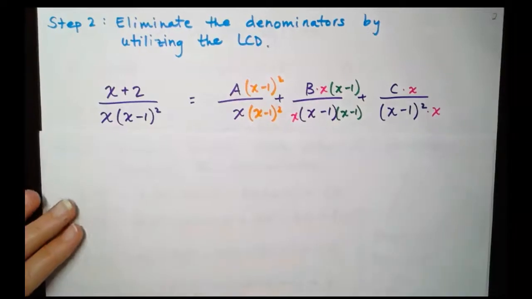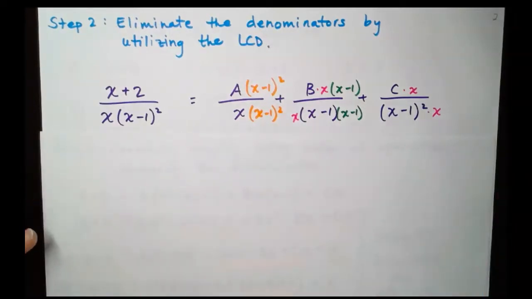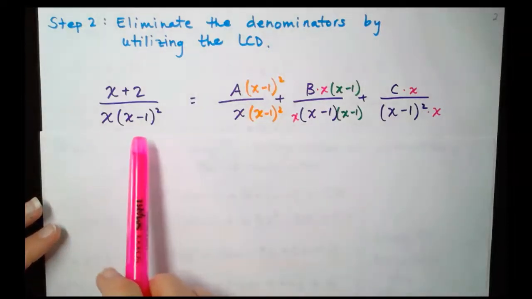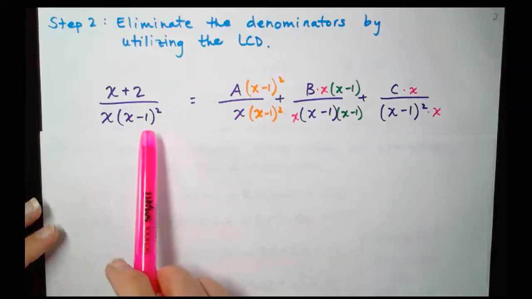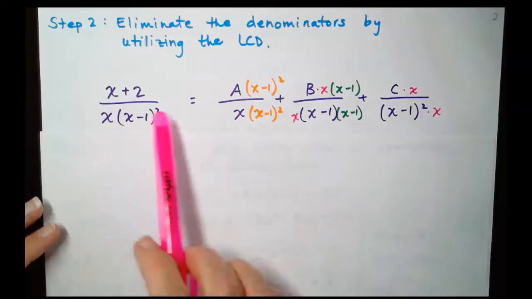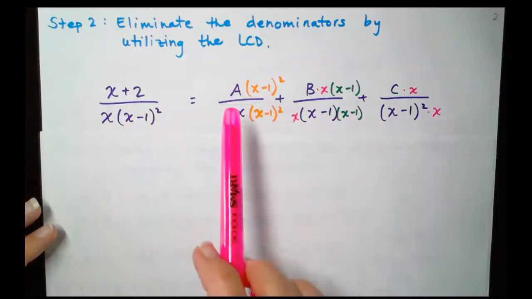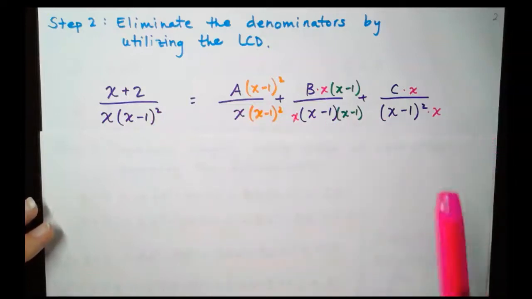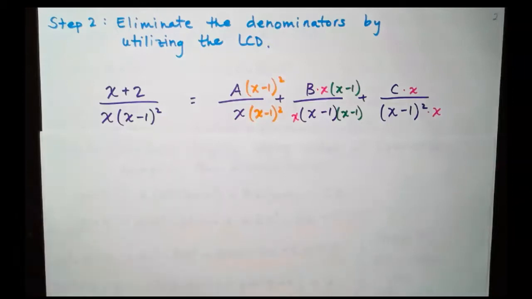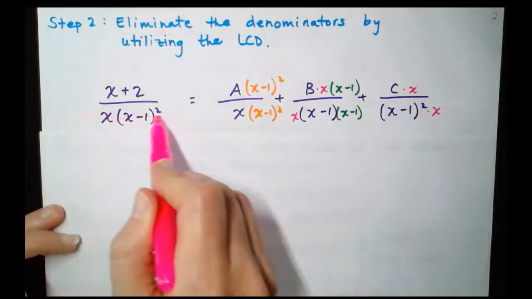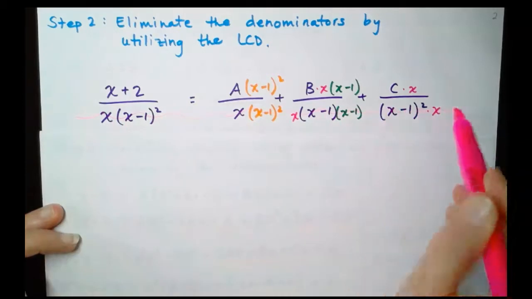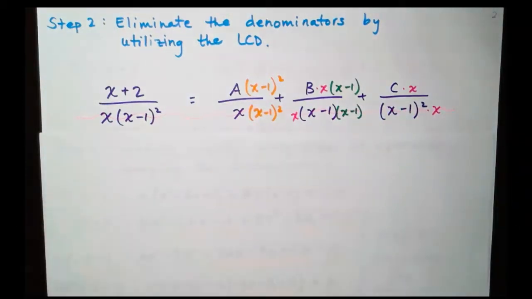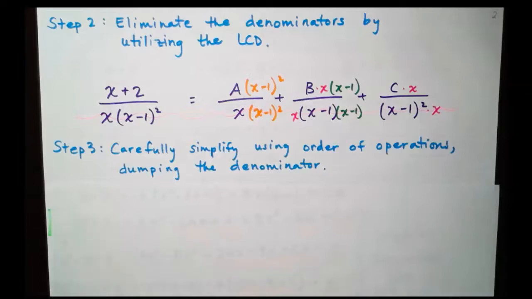So step 2, same thing: eliminate the denominators by utilizing the LCD. So our least common denominator here is x times x minus 1 quantity squared. So we're going to eliminate the denominators by getting the common denominator all the way across. Please remember that once we have that common denominator all the way across, we are done with the denominators and we do not need them anymore. So step 3, carefully simplify using order of operations, dumping the denominators.